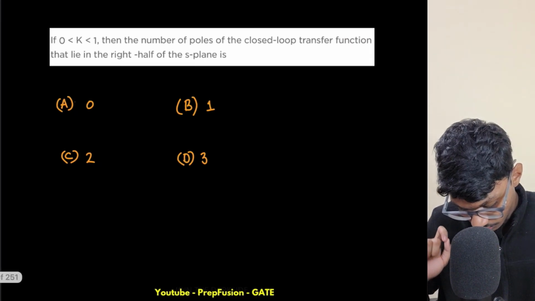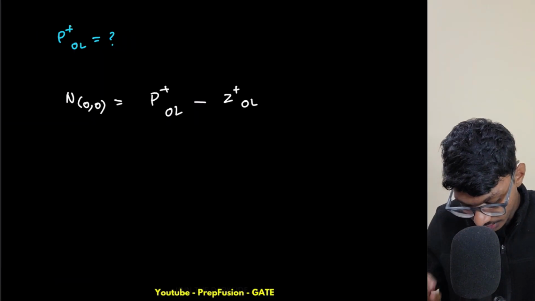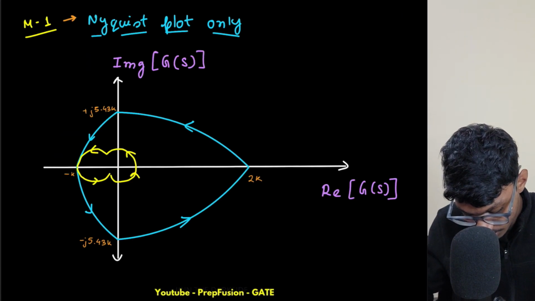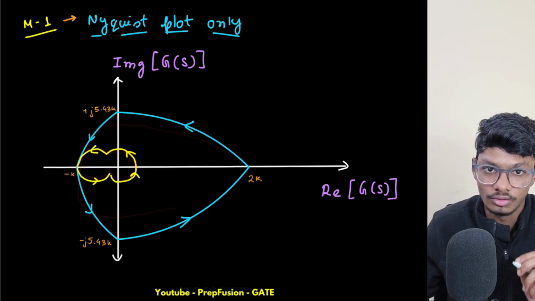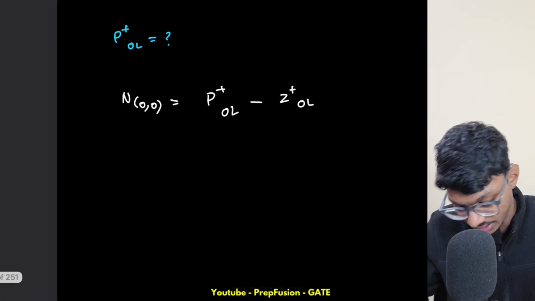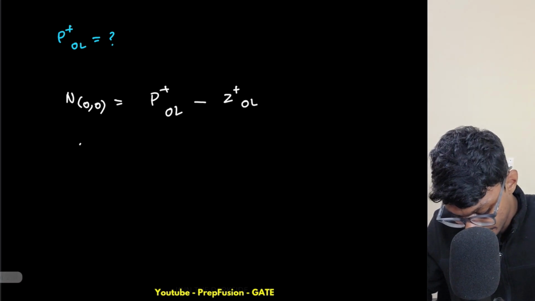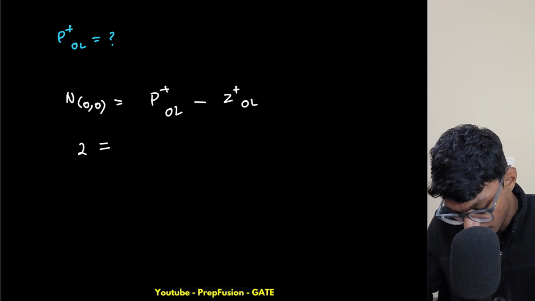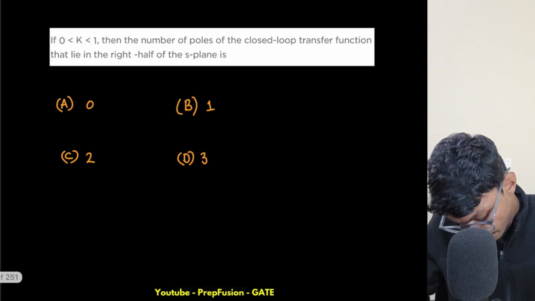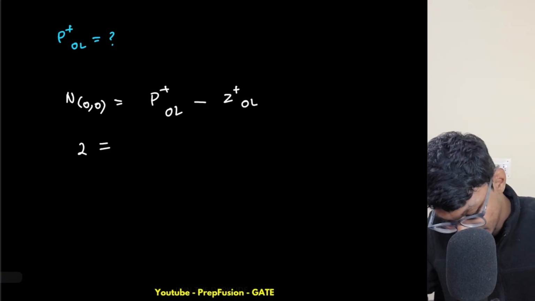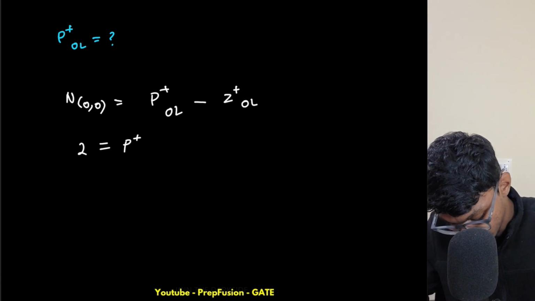So now let's come back to our question. Here, what is my N around the origin? I can see one in the anti-clockwise direction and another one in the anti-clockwise direction. So I have two in the anti-clockwise direction. And what is P plus OL? P plus OL is what I have to find.